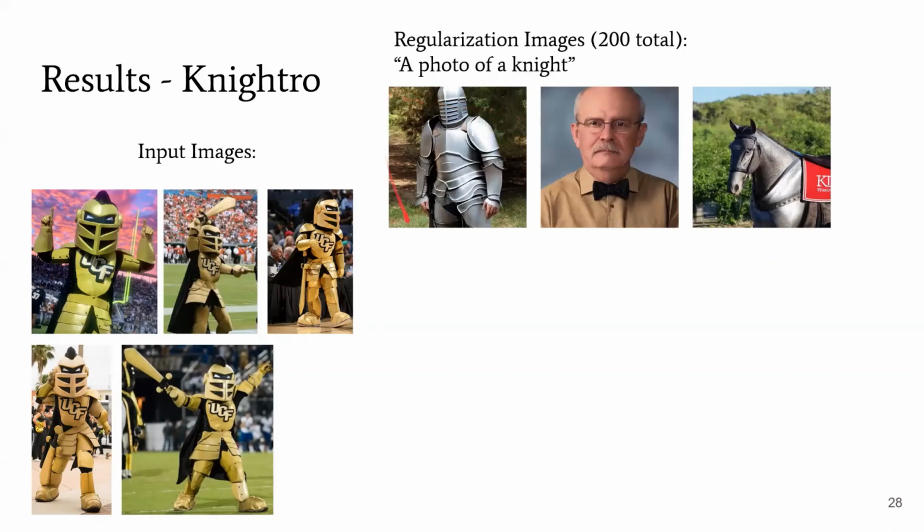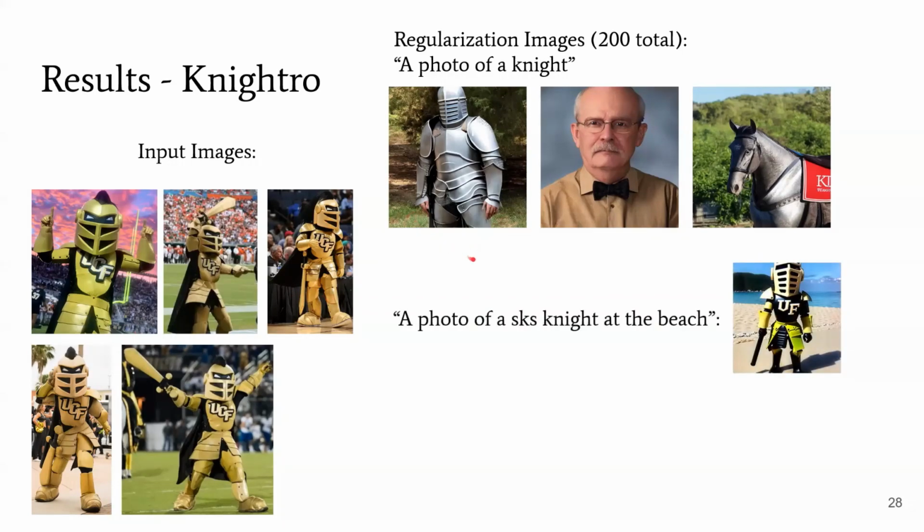So we would have the classic pictures of what we would think of a knight, but then we would also have random portraits of people and also horses involved in it. So we increased our regularization images to hopefully try to not let the model focus more on these other images that aren't really similar to our images. And so when we trained it, here are the results.